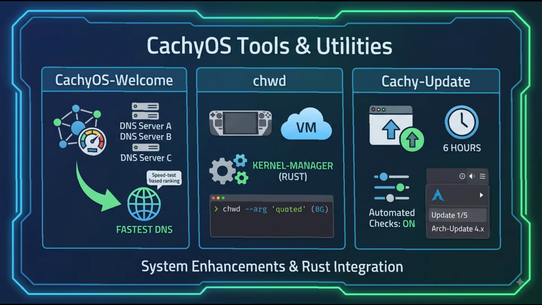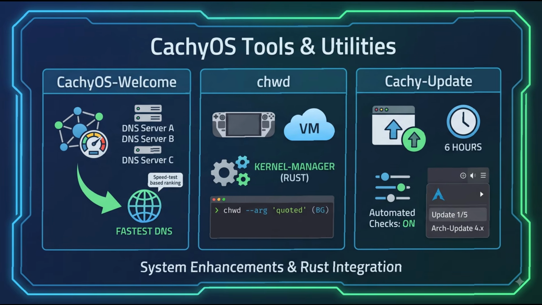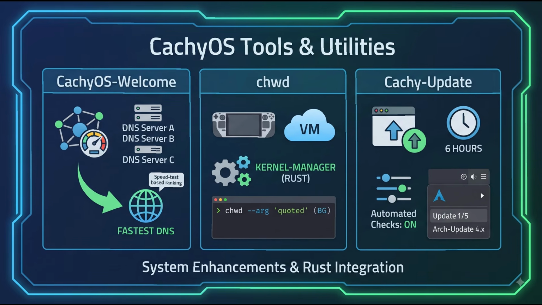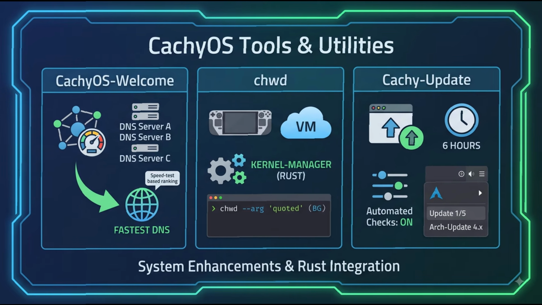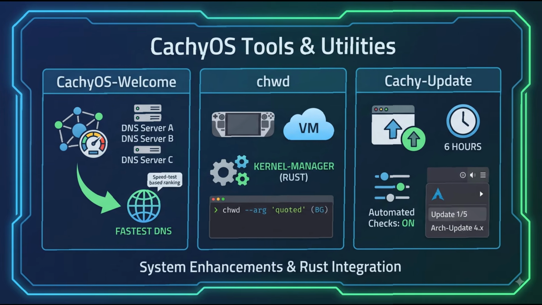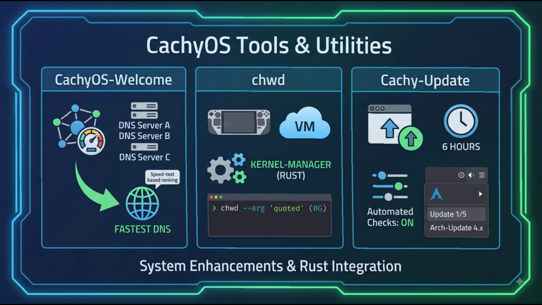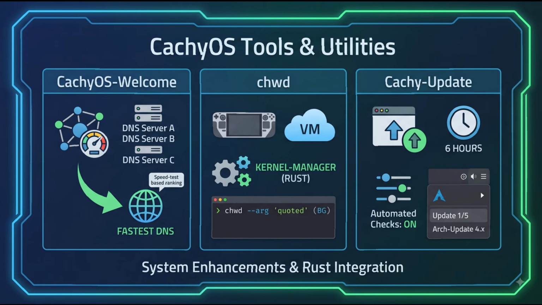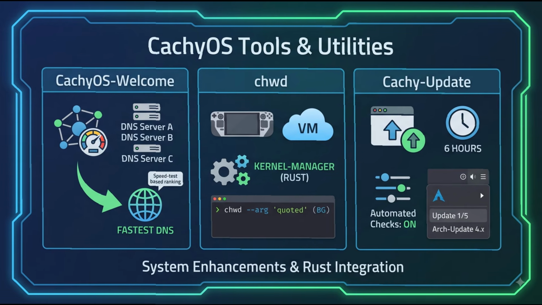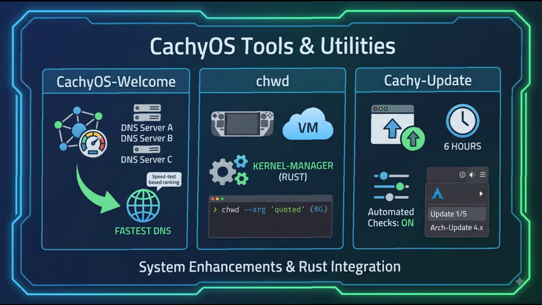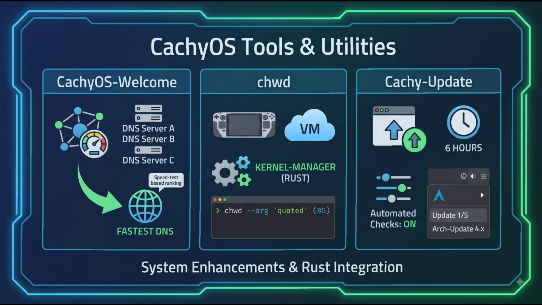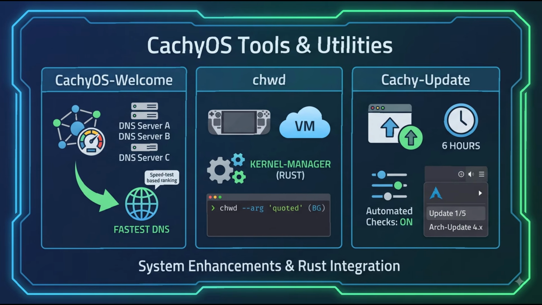Now, about the system tools and utilities. CachyOS Welcome received a DNS handling rework. So, its speed test based server ranking now correctly selects the fastest DNS server. CHWD, the hardware detection and configuration tool, improves handheld detection through better board name matching, handles virtual machines more gracefully, quotes Pacman arguments properly, and adds Bulgarian localization.